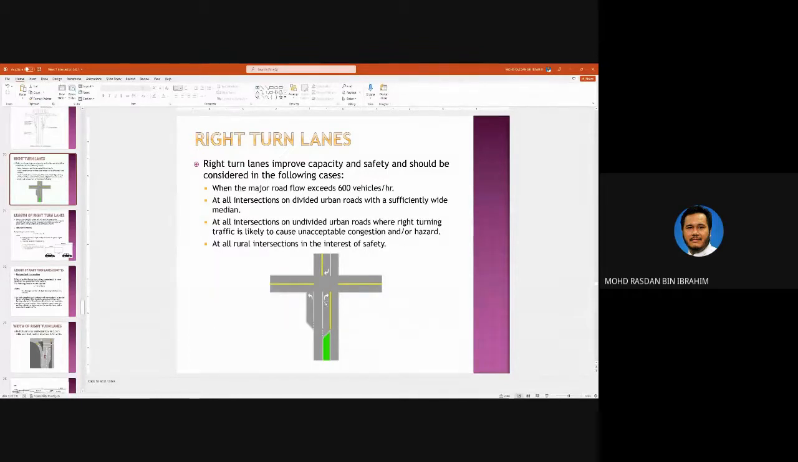meaning that if you don't have this, you only have a normal lane, and you use the normal lane for right turning only, it will result in congestion. Okay, then you need to have dedicated right turn lanes. At all rural intersections, in the interest of safety. Normally, in rural areas we don't have problems with space, so it is better to have a right turning lane.